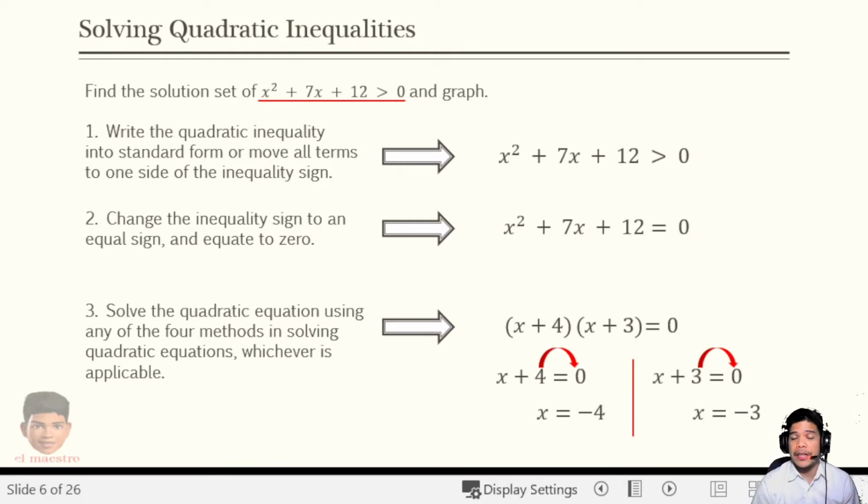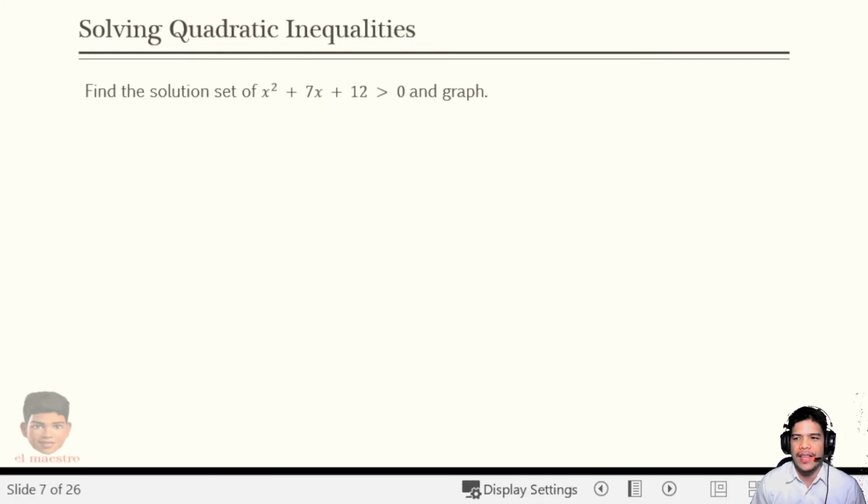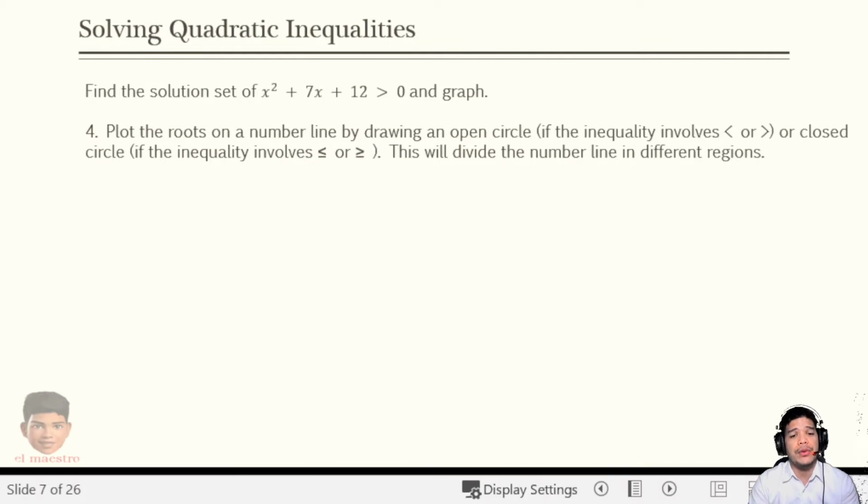So, meron na tayong na-solve ngayon. Pero, step number 3 pa lang to. Hindi pa ito yung solution. Sabi lang, after solving, meron tayong x is equal to negative 4 and x is equal to negative 3. So, what is the next step? Yun yung kailangan natin malaman. Remember, yung na-solve natin na x is equal to negative 4 and x is equal to negative 3. Next step is we have to plot the roots on a number line. So, kailangan natin ng number line.